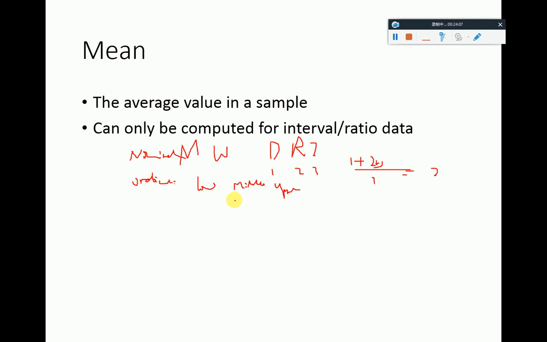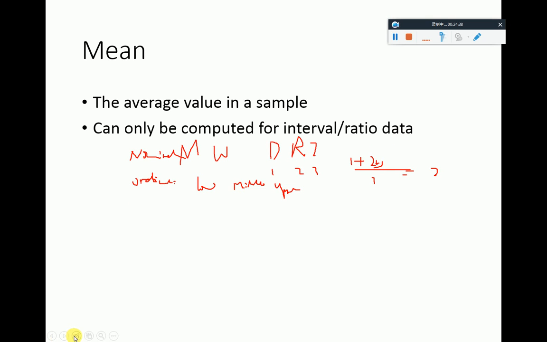Even though intuitively we'll say, well, isn't the average of people's socioeconomic class a bit of middle class? Well, it doesn't have to be, right? It doesn't work that way. It's not like the average of low and upper is middle. So just remember that mean values cannot be computed for nominal or ordinal data. It can only be computed for interval and ratio data.